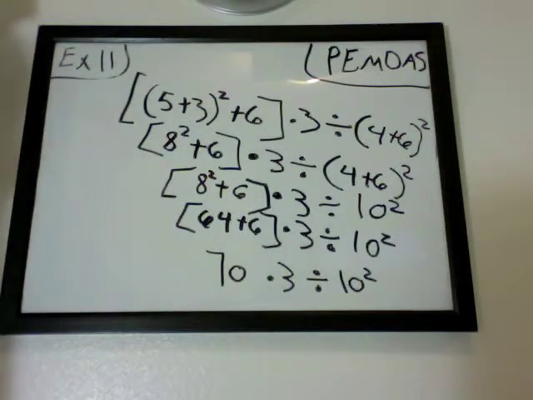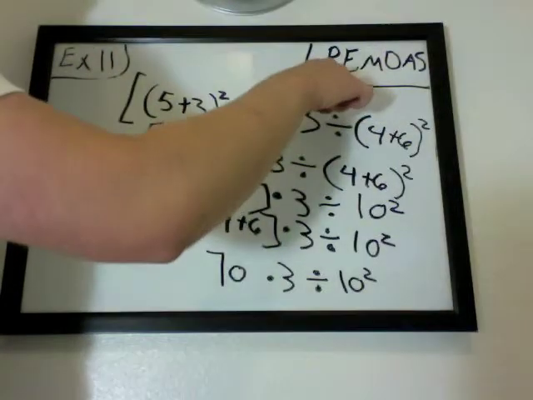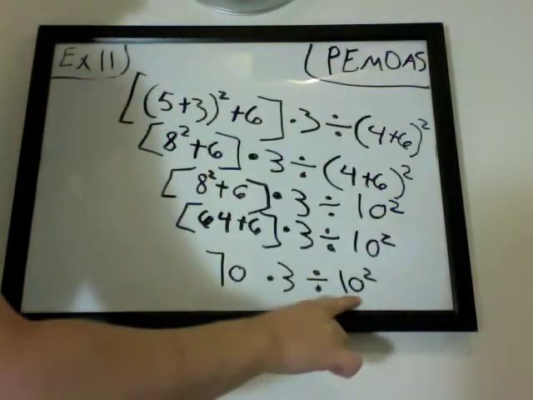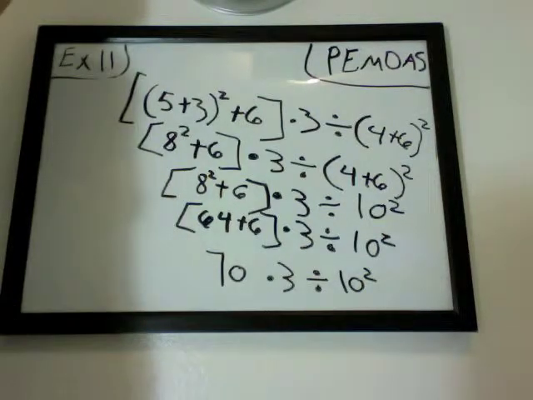And now it's just 70 multiplied by 3, divided by 10 to the second power. We still have an exponent we need to take care of. So parentheses and an exponent, take care of this. 10 times 10 would be 100.